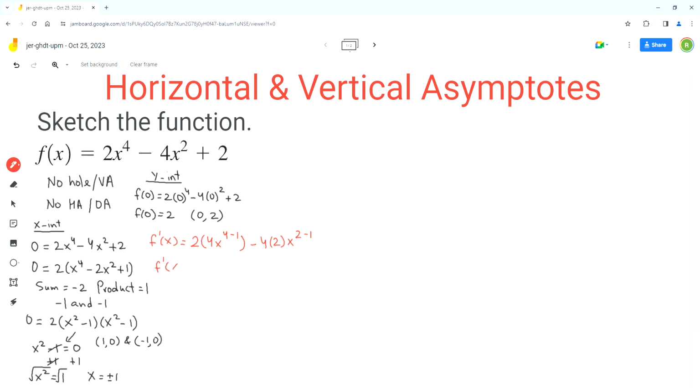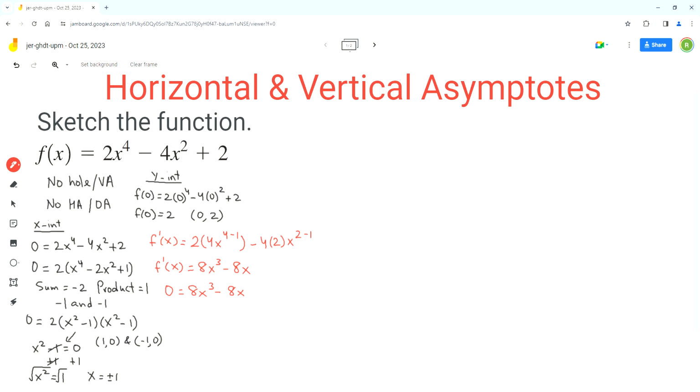Now we can simplify this expression. So f prime of x equals, in the first term we can do 2 times 4, which is 8x cubed, minus 4 times 2 is 8, and 8x. Now critical points are points at which the derivative of a function is either equal to 0 or undefined. So we set the derivative equal to 0 and solve for x. Since f prime of x is a polynomial function, there are no x values that will make the derivative undefined. So we only have to solve for cases where the derivative is equal to 0.